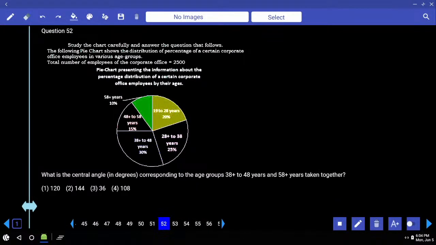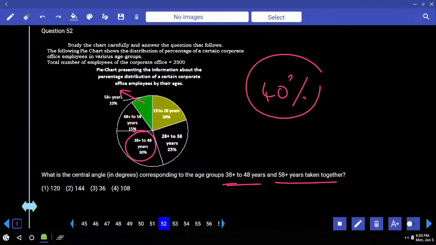Pie chart presenting the information about the percentage distribution of certain corporate office employees by their ages. What is the central angle corresponding to the age groups 38 to 48 years and 58 plus years? 38 to 48 years is 30% and 58 plus years is 10%, total 40%. 40% of 360 degrees is 144, that is the central angle.